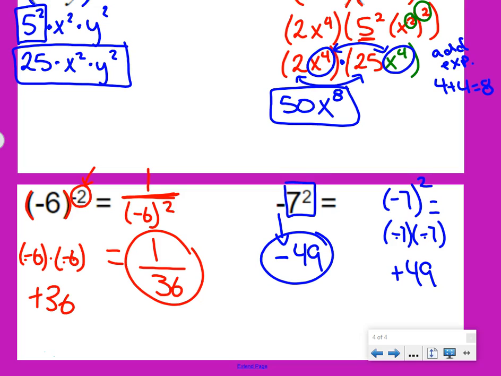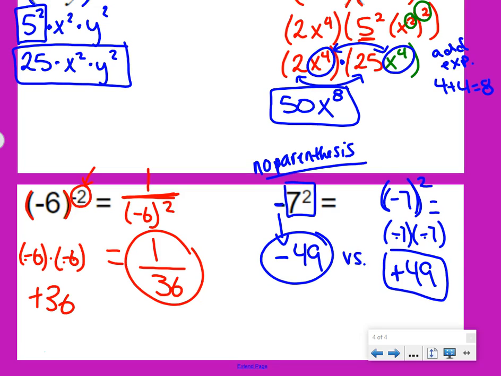So we have to be really careful about how we evaluate with the negatives and exponents, because if the negative is here with no parentheses, then the answer is negative. But if there are parentheses, like in this example, then our answer is positive. So just beware of those differences. Okay?